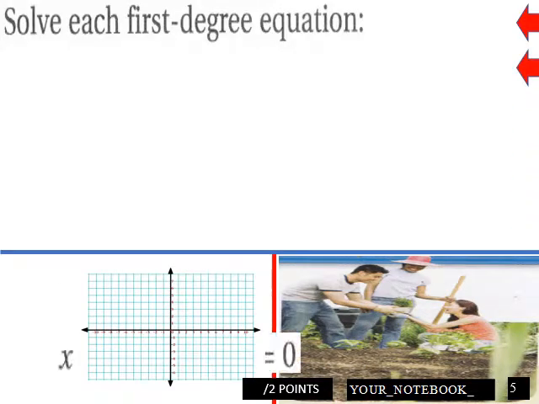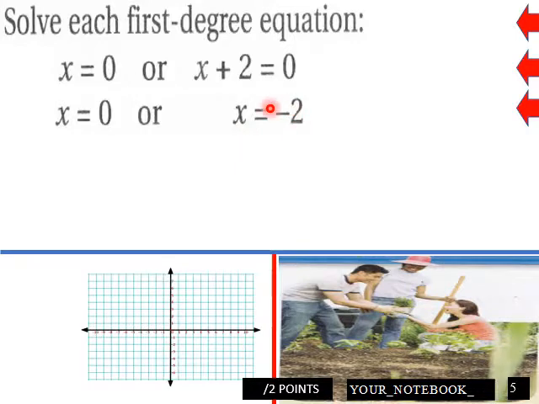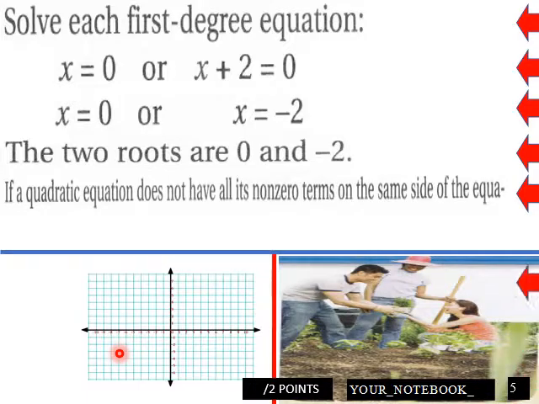So what do we have there? x equals 0, x plus 2 equals 0, x equals negative 2. So negative 2 would be a solution there. The two roots are 0 and negative 2.